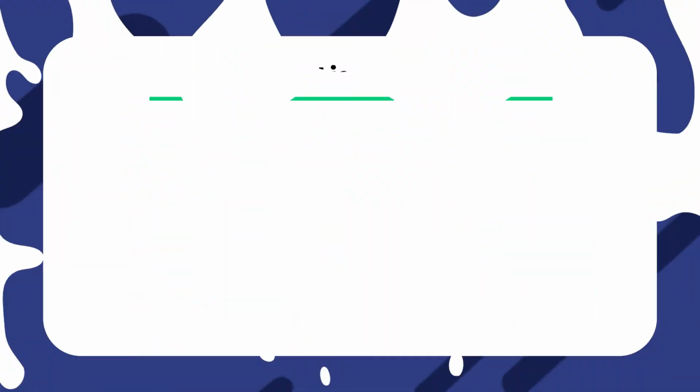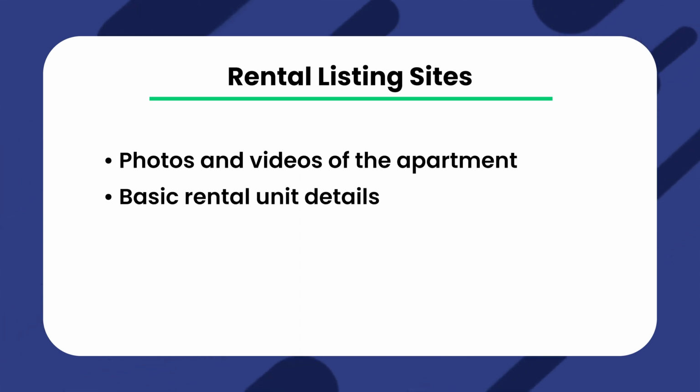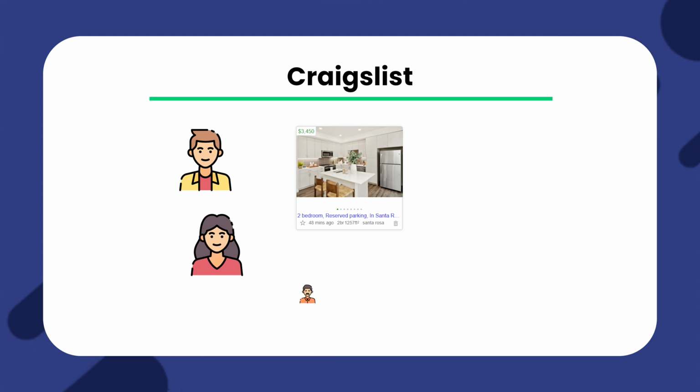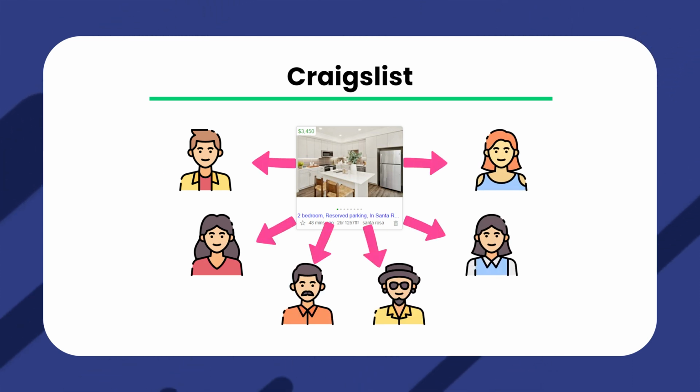Regardless of the site, some of the most important information that prospective tenants look for in a listing includes photos and videos of the apartment, basic rental unit details, and any special features. After creating this listing, the Craigslist ad is posted to the website for thousands of potential renters to view. So with that being said, let's get started with the process of creating a Craigslist post and getting your units occupied.